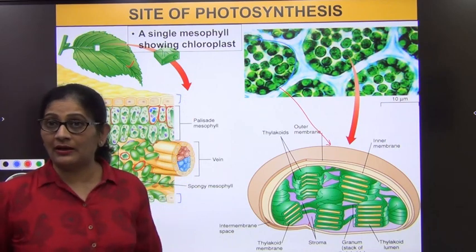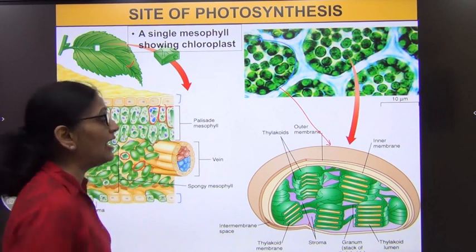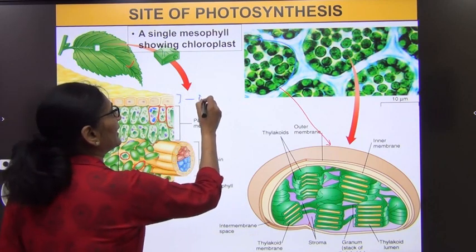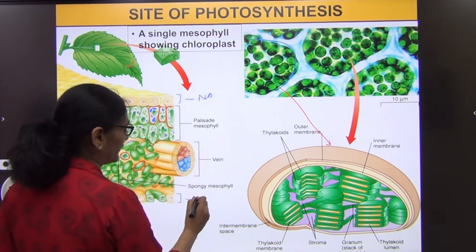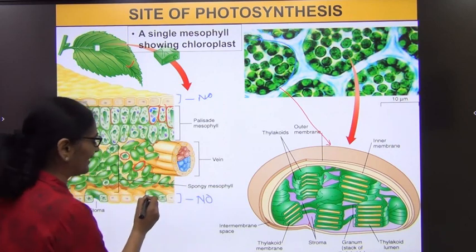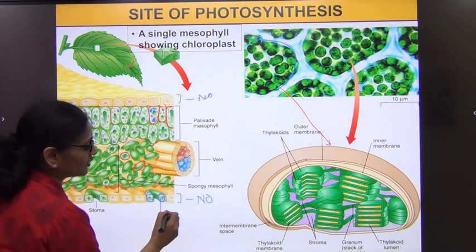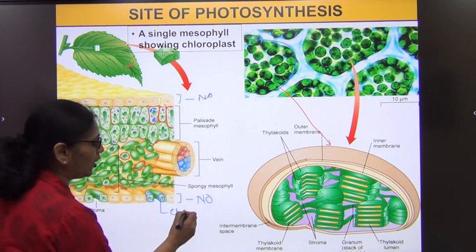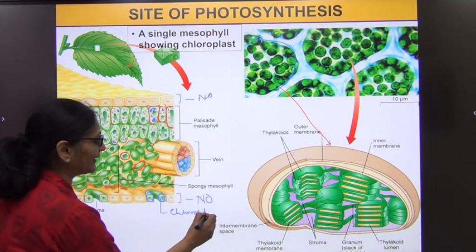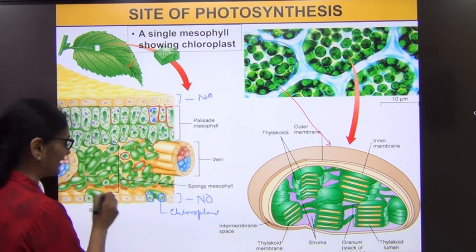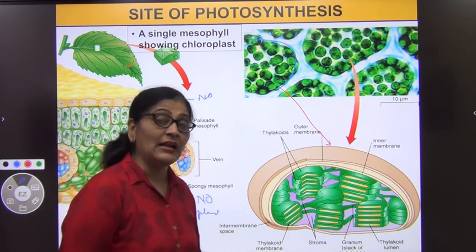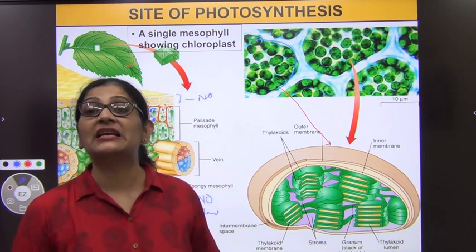Does the epidermis not possess chlorophyll? I will say no. The epidermis does not have chlorophyll except only one cell called the guard cell. The guard cell, which forms the stomata, is the only cell which has chlorophyll or chloroplast. Other than that, none of the epidermal cells have chlorophyll. That means the epidermis is colorless.